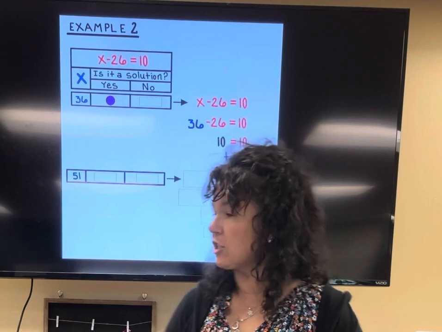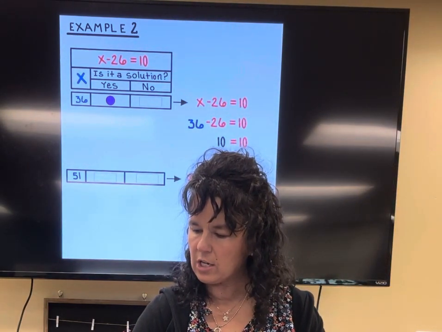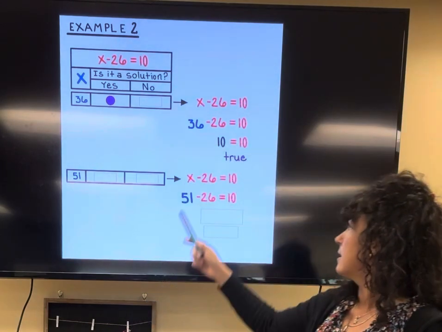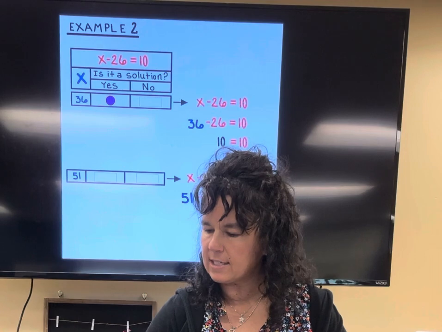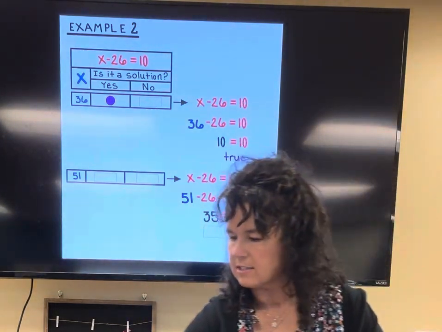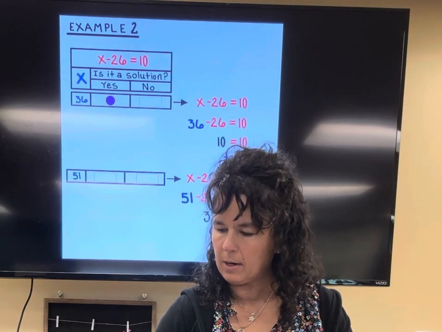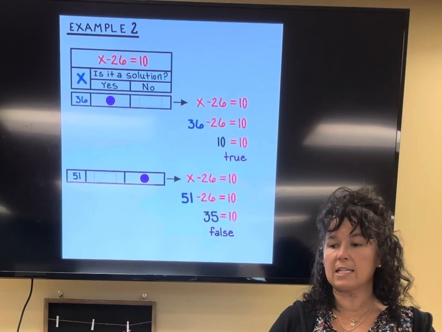Okay, here, if I check 51, I'm gonna go ahead and start with my original equation. I'm gonna replace the x with 51, but 51 minus 26 is equal to 35, which is not 10. Since that one's a false statement, then up in my table, I'm gonna come up and indicate that no, that's not a solution.